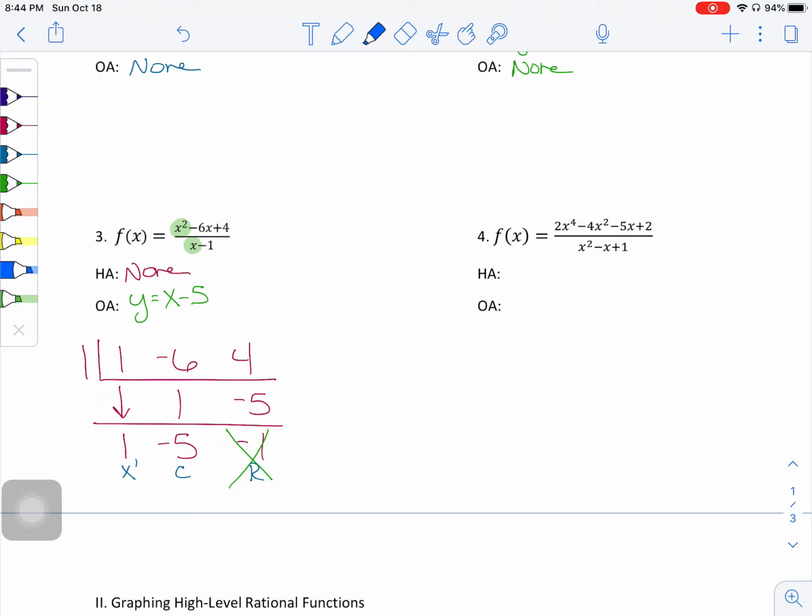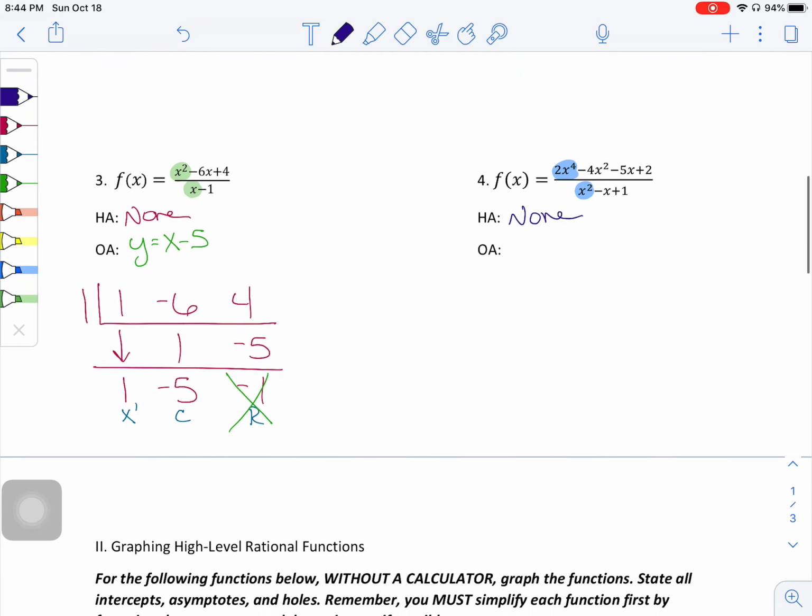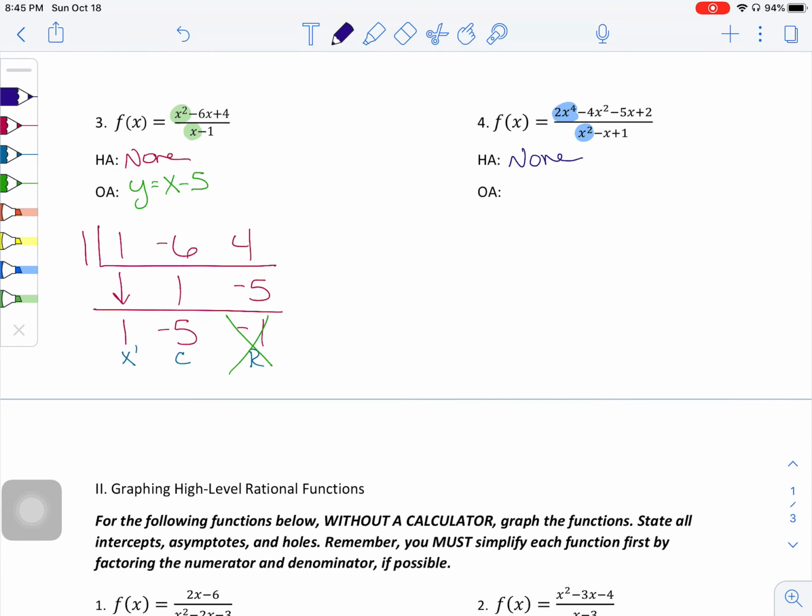Let's take a look at number 4 here. Number 4, we have 2x to the 4th over an x squared. So higher degree is in the numerator, which means that we do not have a horizontal asymptote. We're going to have an other asymptote. Now, this one's going to be kind of a pain, at least in my opinion, because I can't do synthetic. So I'm going to set myself up for a little long division here.